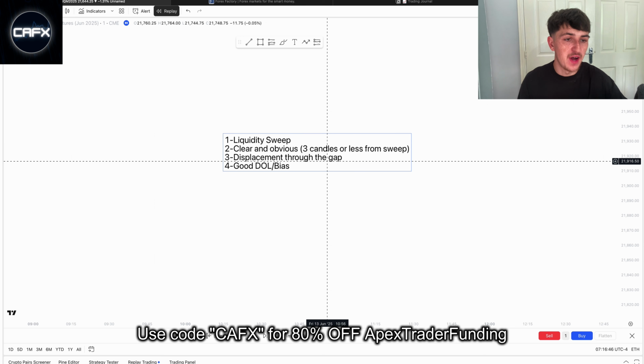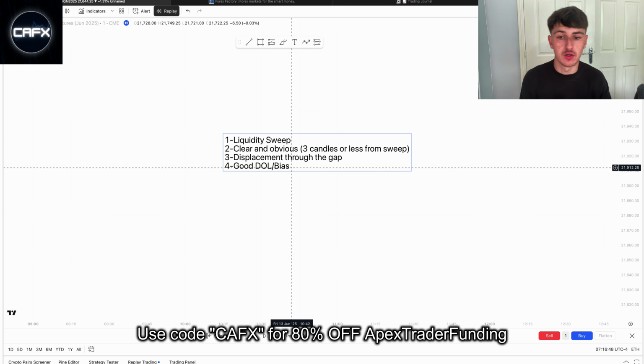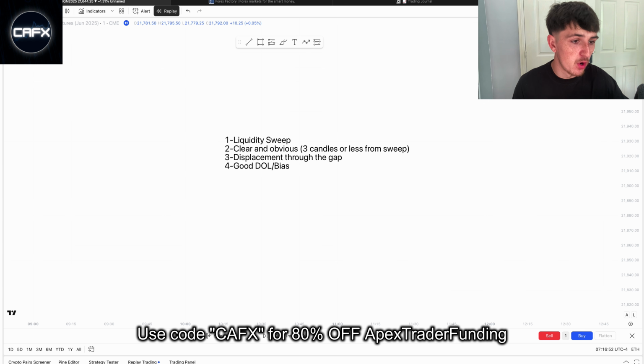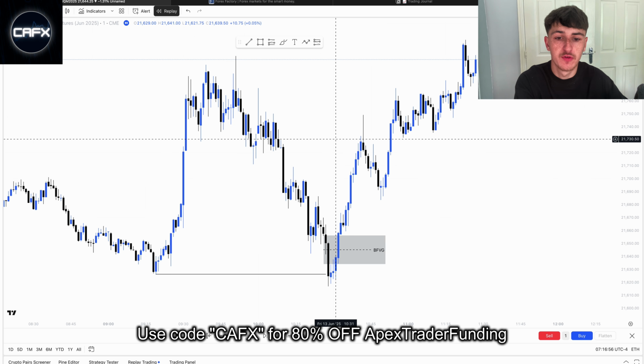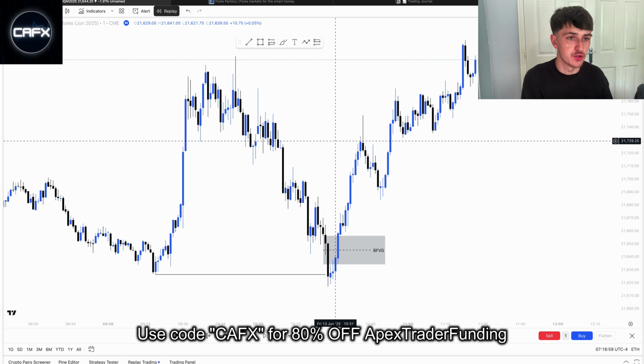And the fourth and final thing that you need in this model is a good draw on liquidity in line with your daily bias. What that means again is that when you're looking for inversion setups, you have got to have an idea of where price should be going to.